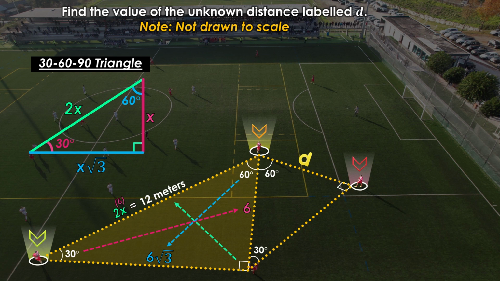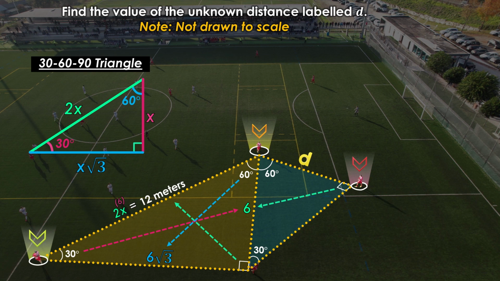Now let's move on to the second triangle, where our unknown side length is. In this triangle, this 6 is actually opposite the 90-degree angle, which means that it corresponds to the 2x side for this blue triangle. So we set 2x equal to 6, which means x is 3 for this triangle.